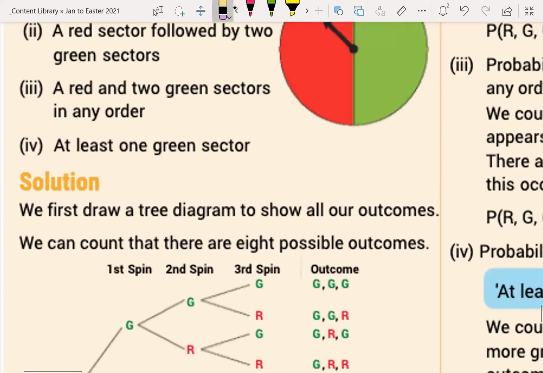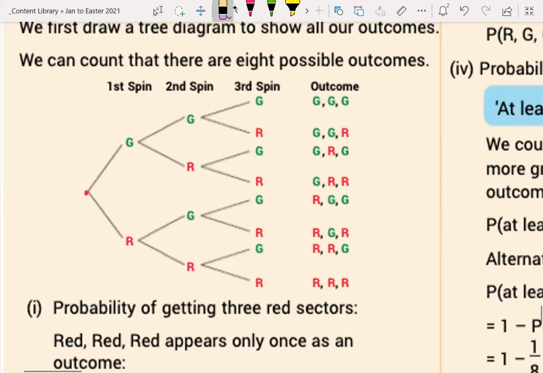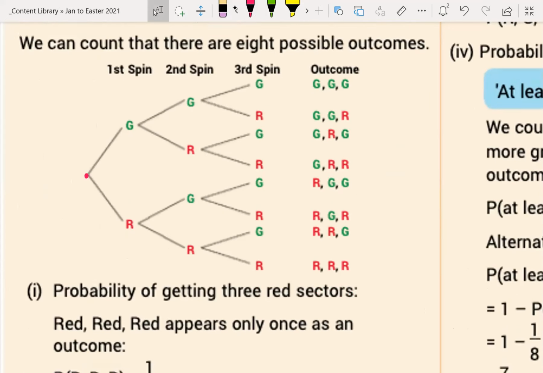So you look, there's only 2 options here, green or red. On the first spin, so you have your headings here. This is for the first spin. This is for the second spin, okay? And for the third spin, all right? So we have our headings there. So you can get, no matter what, your choice is always the same, green or red. So maybe you get, let's follow one of these branches. Maybe you get green on the first one, okay?